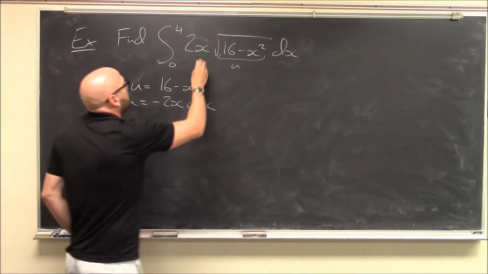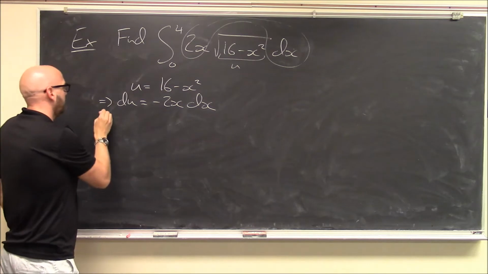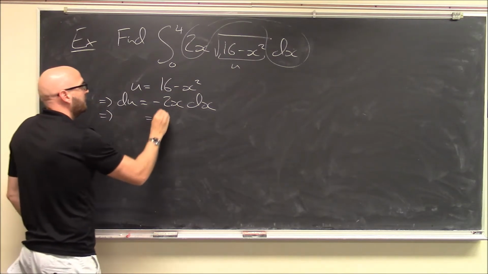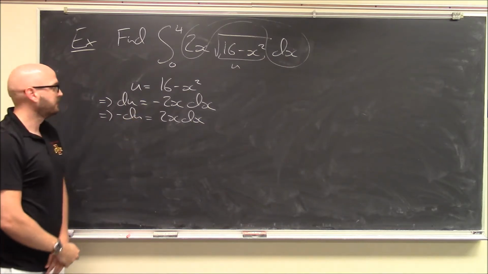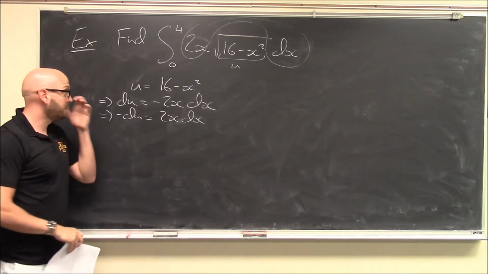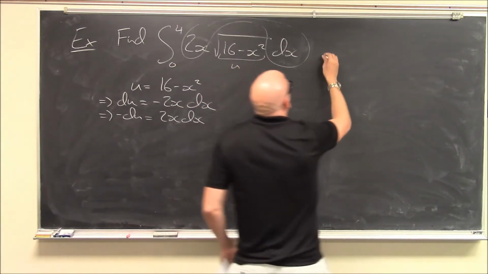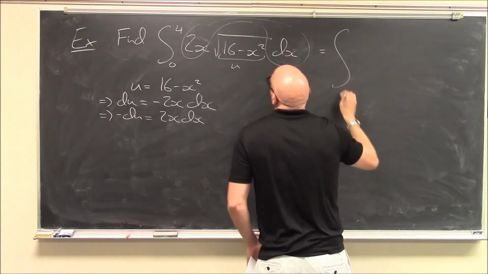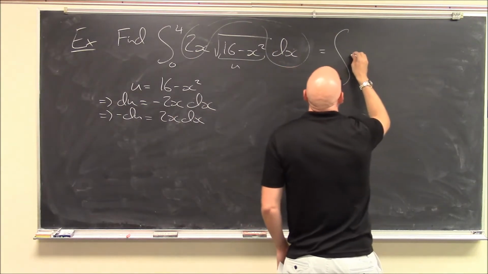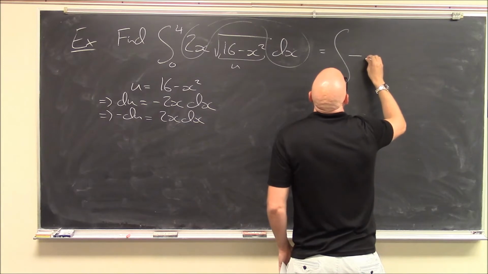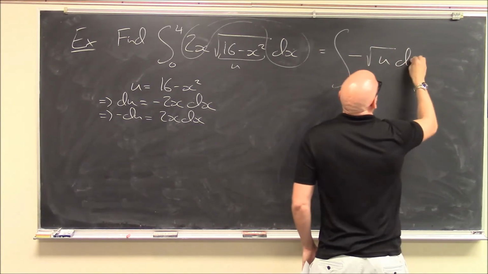Well, what do I have left over? I've just got 2x dx there, right? So let's solve for 2x dx. 2x dx would be minus du, or minus 1 times du, all right? So this becomes the integral of 2x dx is minus du, so I'll write the minus out front, minus square root of u du.